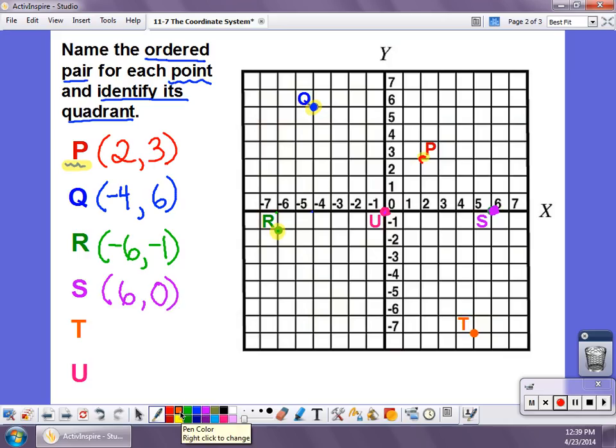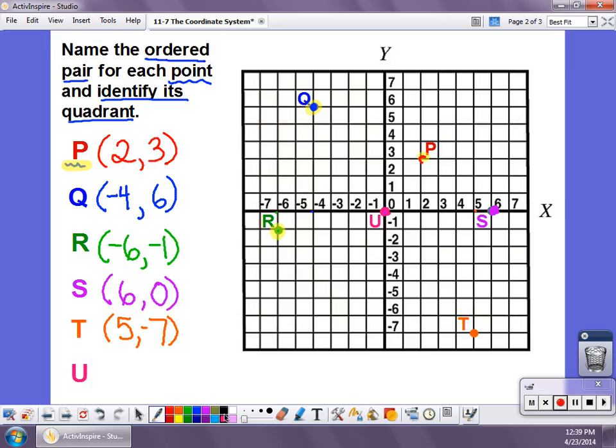Okay, almost done. Over here to T. So I'm going to figure out from here, I'm going to go 1, 2, 3, 4, 5 to the right. So that's going to be 5 to the right, which is positive 5. And how far down? 1, 2, 3, 4, 5, 6, 7. And since it was down 7, that's a negative 7.